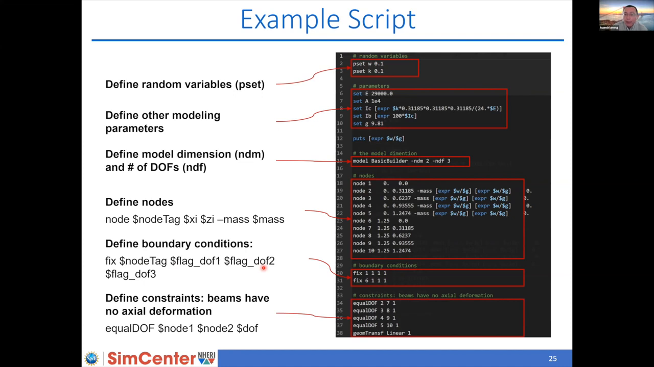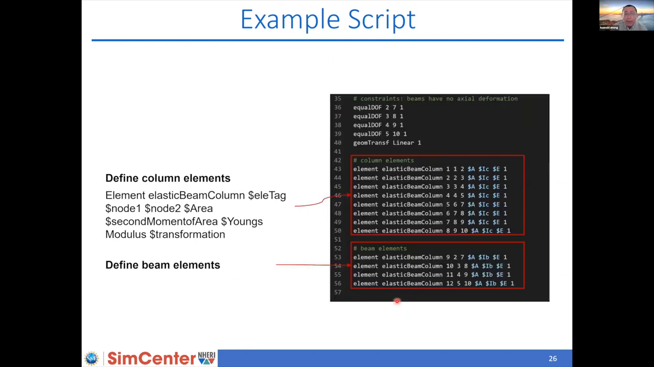This is followed by a constraints section, because we want to limit the beam axial deformation for the beam elements. So here what we can do is constrain all nodes at the same story level to force them to have the same lateral displacement during analysis. This can be done with equalDOF, with node tag 1, node tag 2, and the DOF direction to constrain their displacement. So here we use the first DOF, which is horizontal displacement. And then lastly there are 2 sections to define the column and the beam elements here.